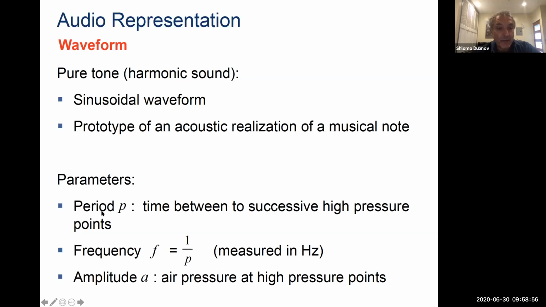We said the parameters: you have a period, which is the time between these peaks or valleys, that's when the waveform repeats itself. We say time between successive high pressure points. Frequency is 1 over this. It's 1 over time. And amplitude will be basically how high or how low.